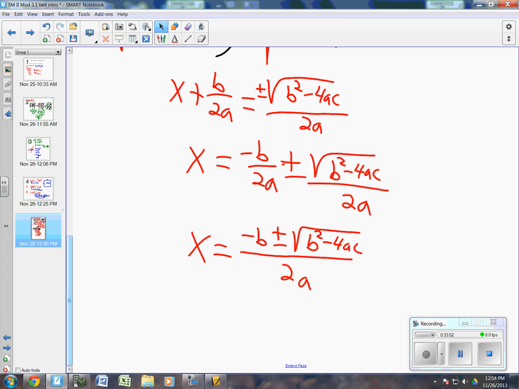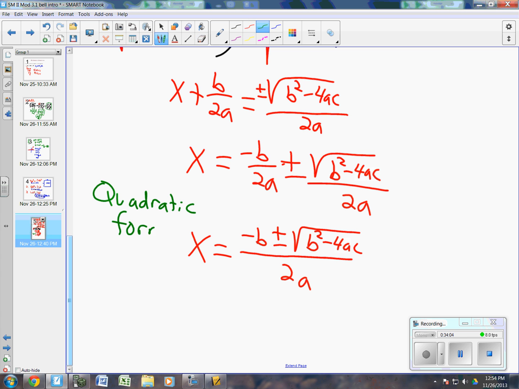This right here, you guys, is what you need to know. This is called the quadratic formula. This is the quadratic formula right here.